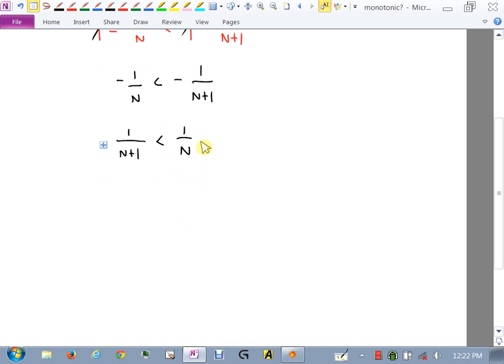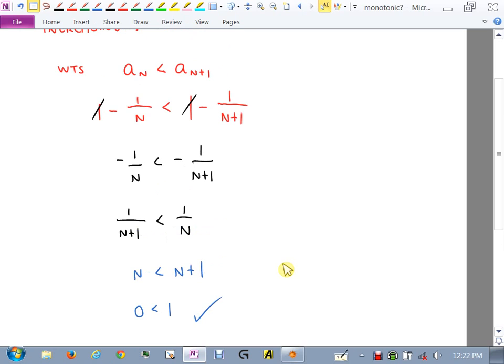Okay. How about cross-multiplying? N less than n plus 1. Subtract n on both sides. You agree? That's true? 0 is less than 1. I have shown that it is monotonic, increasing.